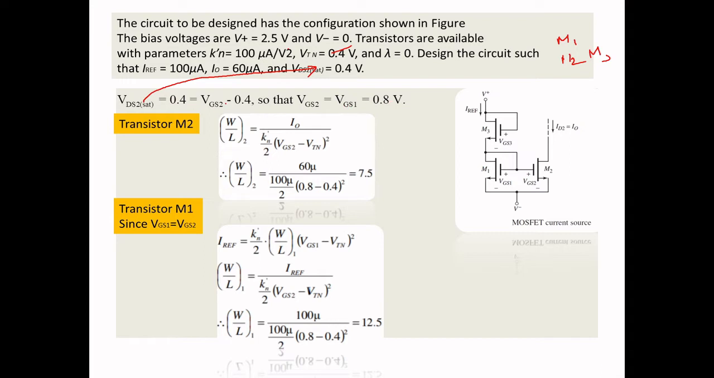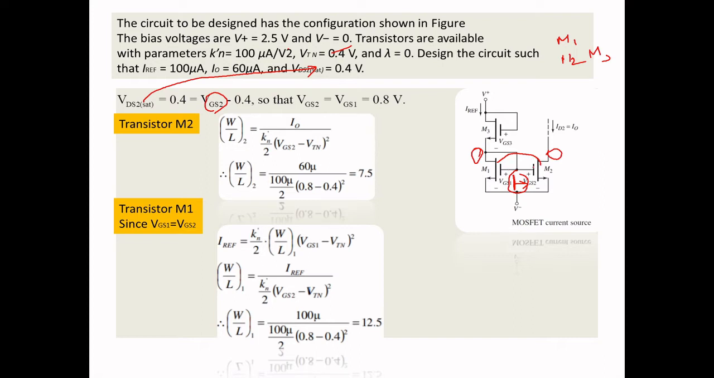When you calculate this, we can find VGS2, right? That is 0.8. Whatever voltage you obtain in VGS1, the same you are feeding to VGS2. So the biasing voltage will be the same. So the current produced at this point will be equal to this point when both the transistors are identical. This is very important to understand.